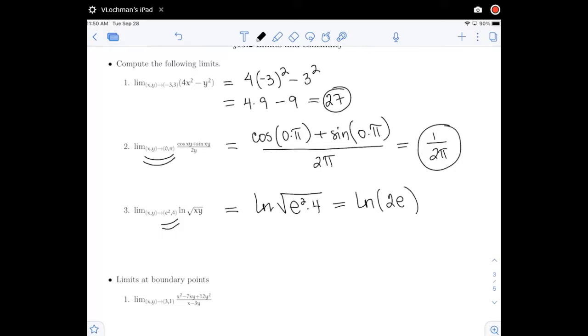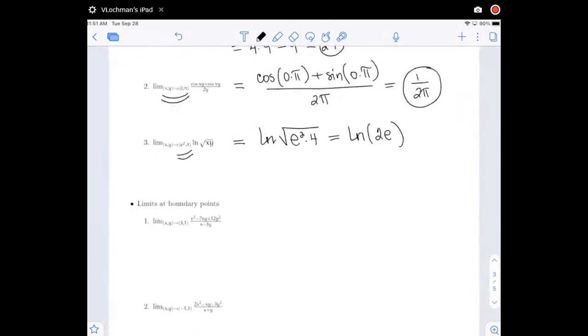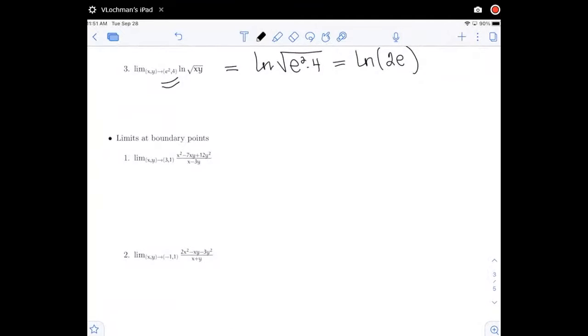Okay. Now, let's take a look at limits that are a little bit more involved. Okay, so we call them limits at boundary points. And why boundary points? Because now we have restrictions on the domain, right? And maybe we want to find the limit of the function on the boundaries, so at one of the points that's not in the domain. Okay, so how do we deal with that?